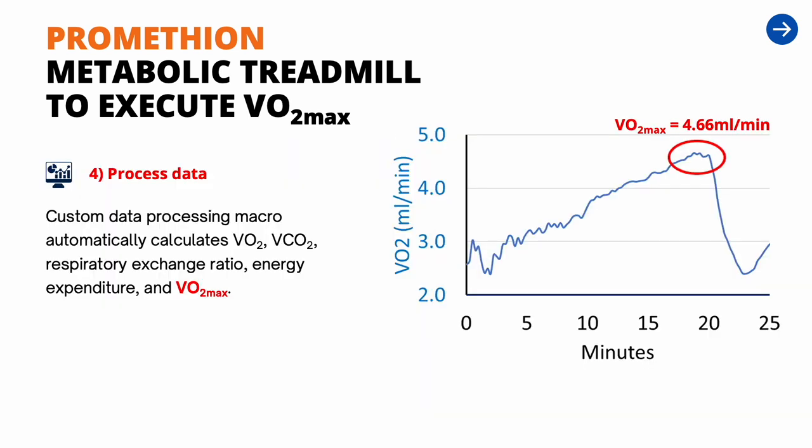Lastly, the respirometry data is exported from Promethion Live into spreadsheet format for evaluation. The data is processed by the operator using Macro Interpreter and a custom VO2 max macro to determine the VO2 max value, as well as VO2, VCO2, energy expenditure, and respiratory exchange ratio.